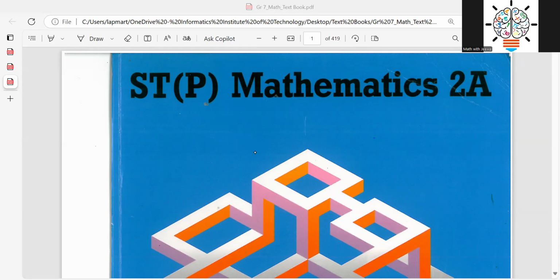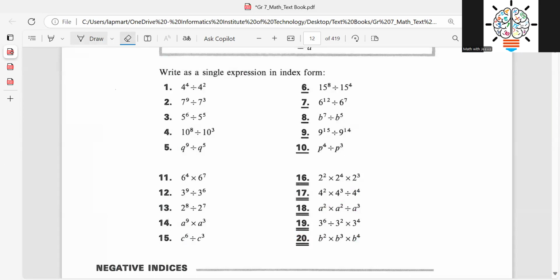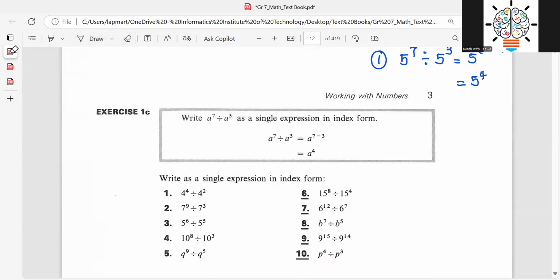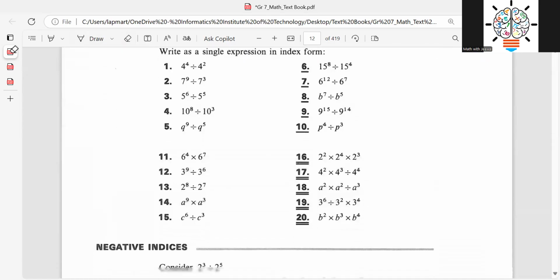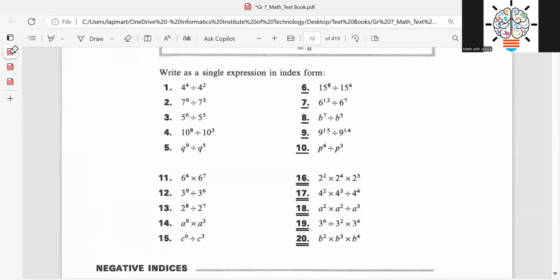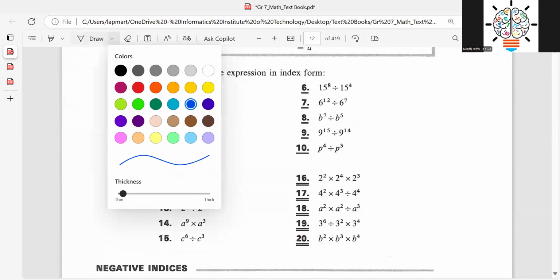So as per the schedule, today first we need to discuss the homework sums. According to yesterday's lesson, you were to do exercise 1C, questions 6 to 10 and 16 to 20. So we will discuss the answers, right?